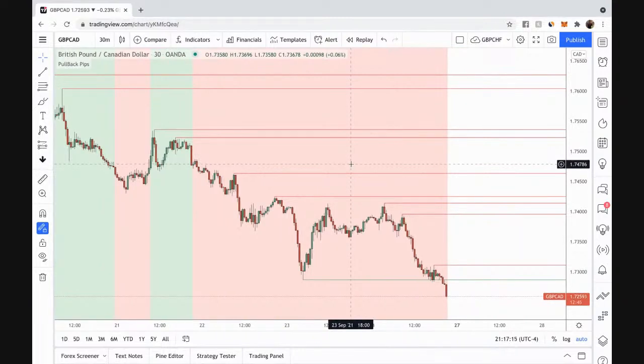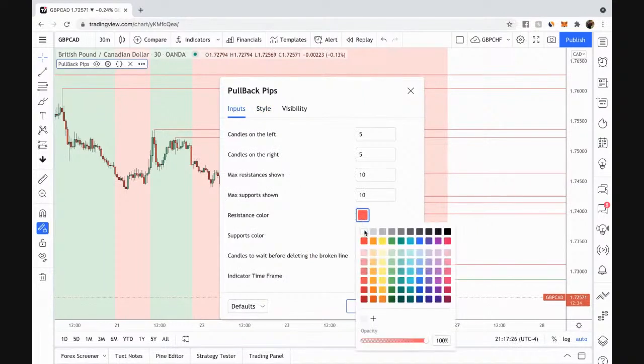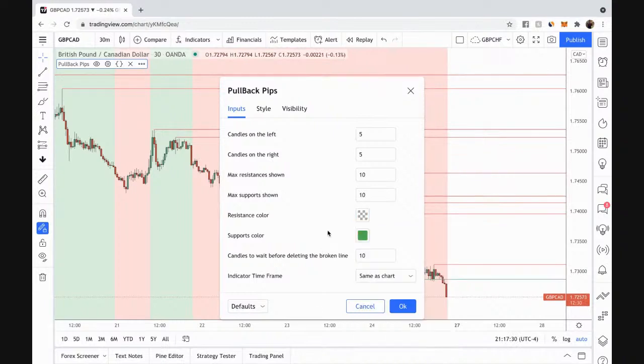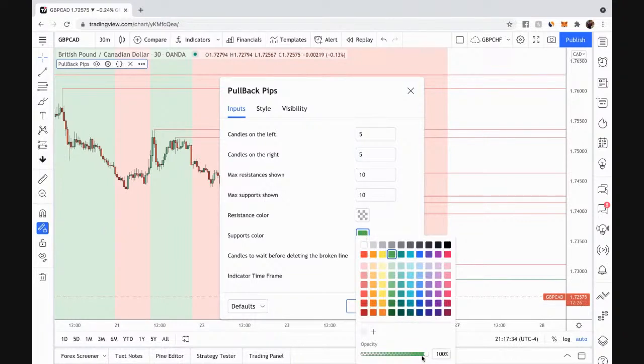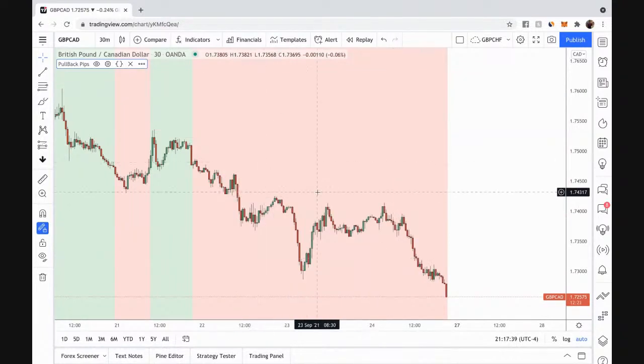Now, this is powerful. Let me tell you why. The first thing our pullback pips indicator does is help you identify the bias in the market, right? So with that being said, what that's going to allow you to do is, first off, see if we are bearish or if we are bullish, right?